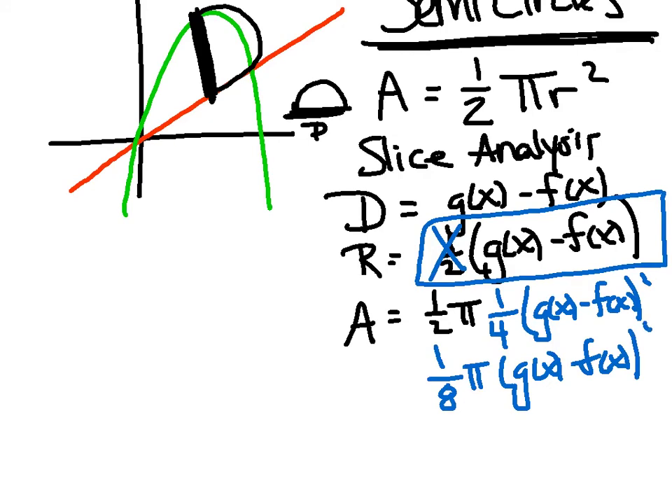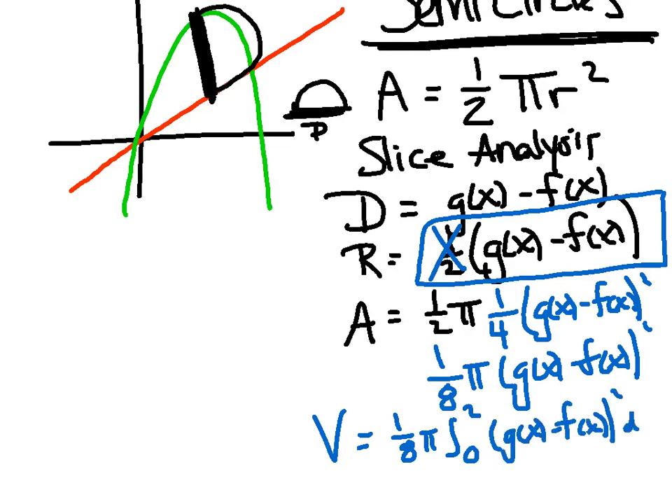So the volume, if I wanted to fill that shape up with semicircles, I'm going to pull out the 1/8 pi, still integrating from 0 to 2, of g of x minus f of x squared dx. So if I went too fast for you, take your time, pause it, rewind it, make sure you can understand where that came from. All right, and it's all about that area formula there. And just remember that this distance is actually the diameter. Then you needed your radius, which was half of that. Radius squared became 1/4.